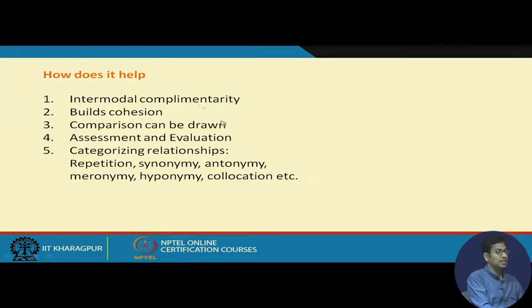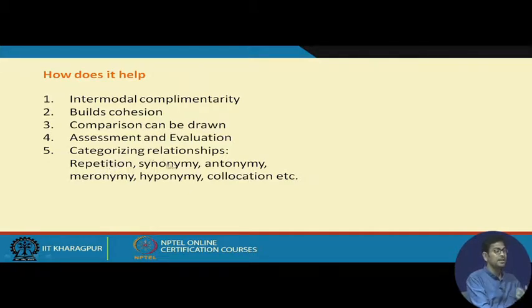How does Royce's model help us? First, it builds an intermodal complementarity. So, one complements the other, it builds cohesion, we have talked about it, and some kind of comparison can be drawn. Now you can compare two visual designs based on how cohesive they are. So, you can do the assessment and evaluation, and then you can categorize these relationships just like the linguistic grammatical terminology.